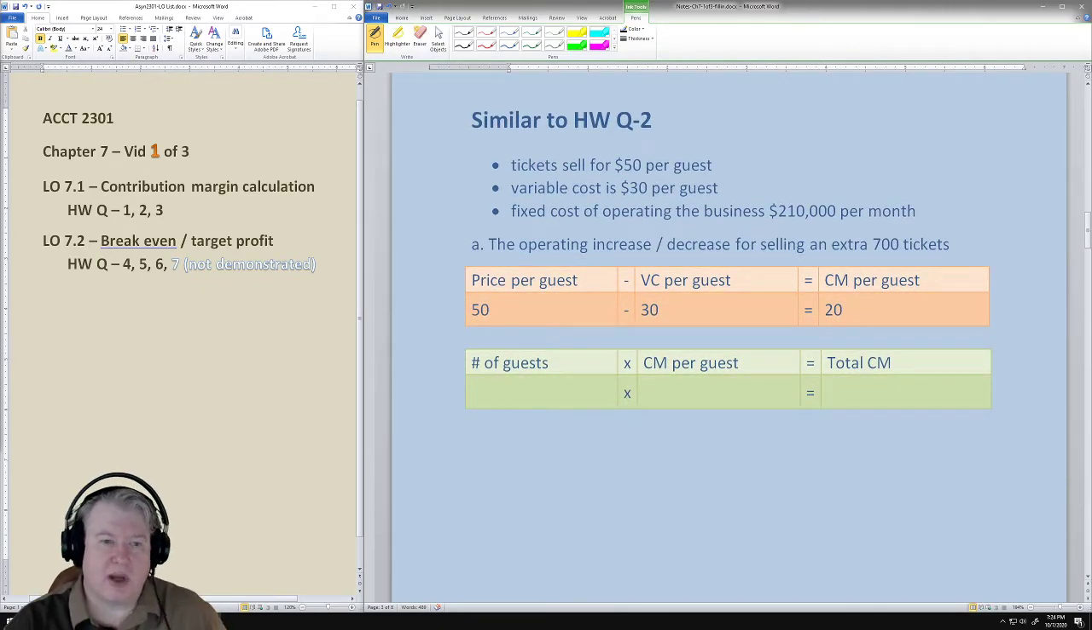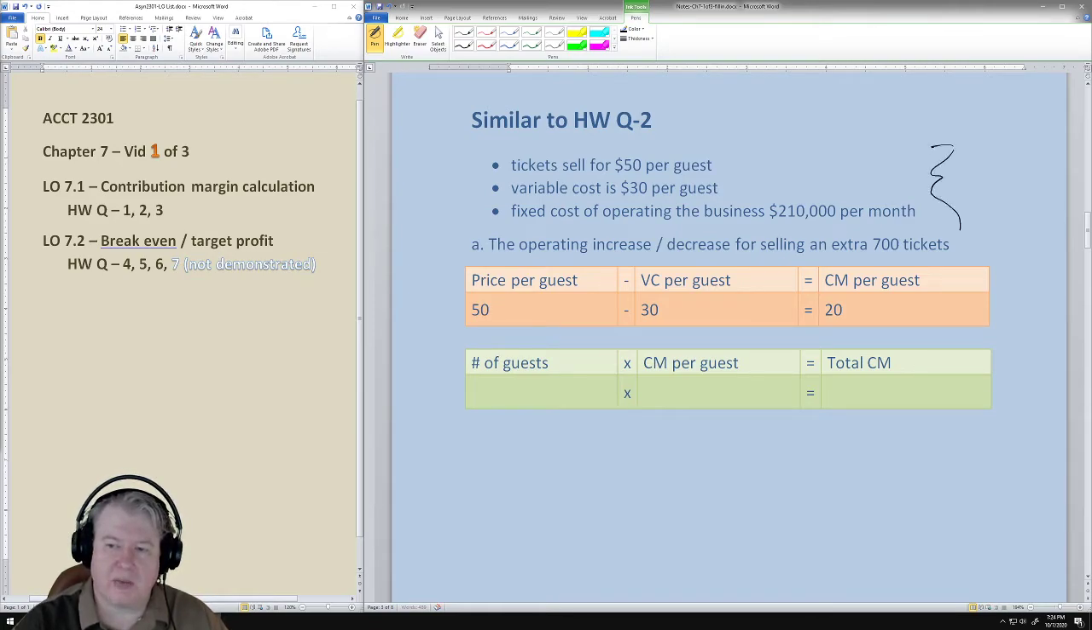So this is a short one, and it's very similar to what we have. In fact, I've pulled down the previous calculation, so it's still the same scenario. Tickets sell for $50 for guests, the variable costs and the fixed costs. So what they're saying is, on the margin, if we sell an extra 700 tickets. Now, I'm pointing out something a little basic here: we did the previous question, and so we know that they are making a profit.